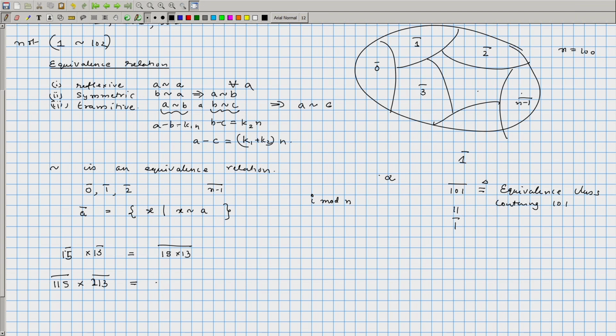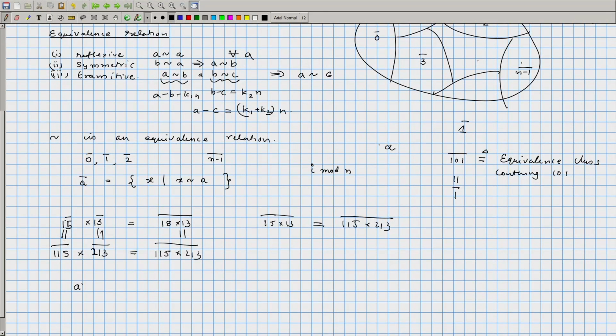By definition, this should have been 115 into 213 the whole bar, but since these classes are the same, the classes on the right hand side also must be the same. In other words, 15 into 13 the whole bar should be equal to 115 into 213 the whole bar if this arithmetic is to make sense. You can easily verify that that is the case. That is the case in both addition and multiplication.